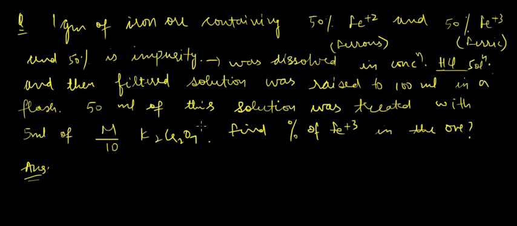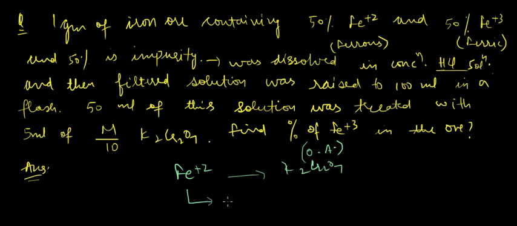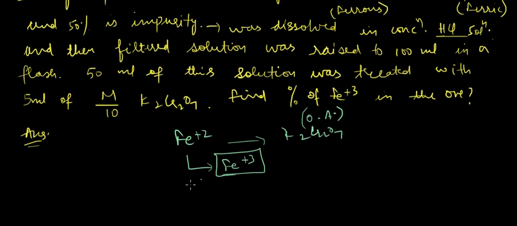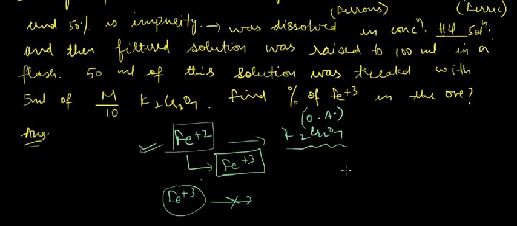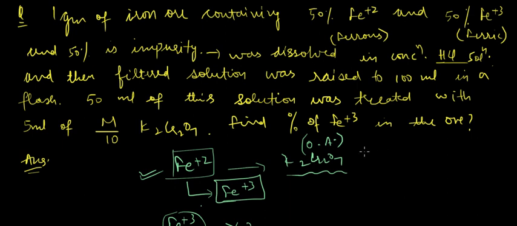Only Fe2+ would actually react with K2Cr2O7, as K2Cr2O7 is an oxidizing agent. So it will only oxidize the substance or the ion which is present in less oxidation state. Fe2+ is in less oxidation state. This can go to Fe3+, but Fe3+ is already in the highest possible oxidation state of iron, hence it will not undergo any more oxidation. Hence K2Cr2O7 will only react with Fe2+.